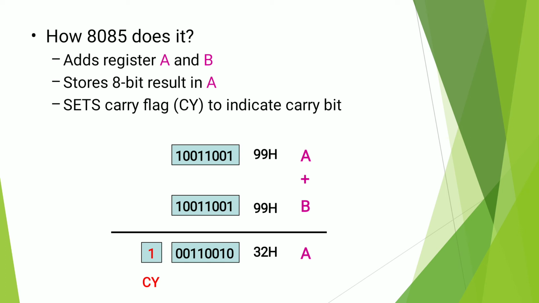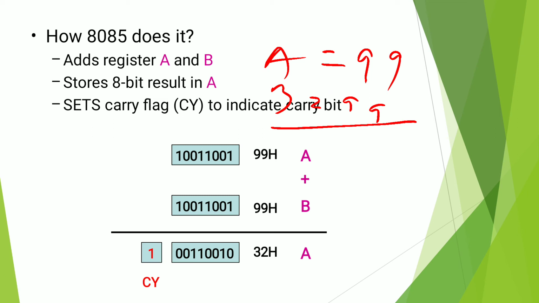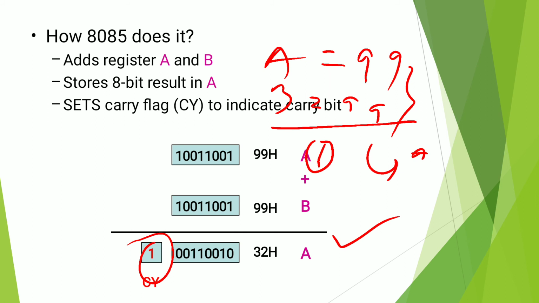A and B, suppose A is 99, B is also 99, and after adding, the result is stored in the accumulator and carry. Set carry flag to indicate carry bit. Here is the addition for these two numbers. Carry is generated.